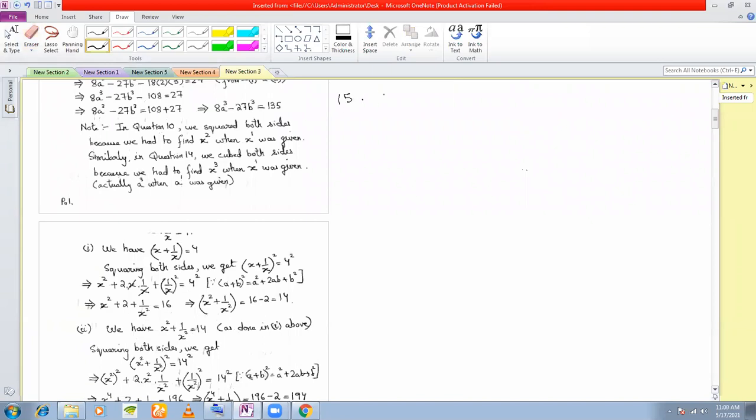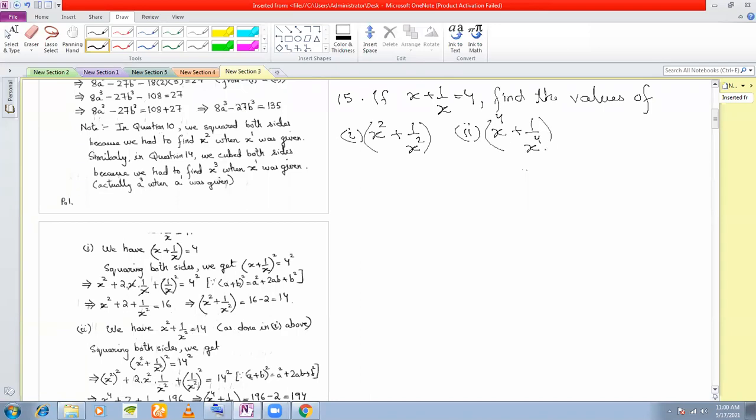The question here is, if x plus 1 by x is equal to 4, find the values of: first, x square plus 1 by x square; second, x to the power of 4 plus 1 by x to the power of 4; third, x cube plus 1 by x cube; fourth, x minus 1 by x.